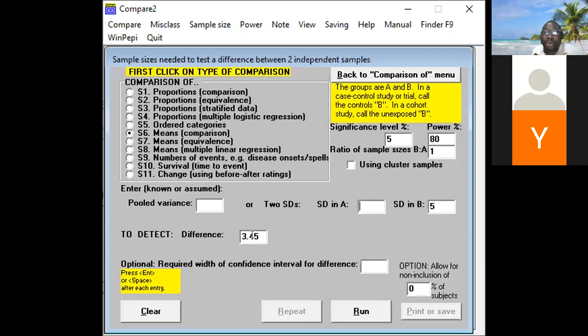Difference between the mean will not be actually... If this is 4, 5, the difference between will not be up to maybe 1.2. So let's say the difference between is 1.5.